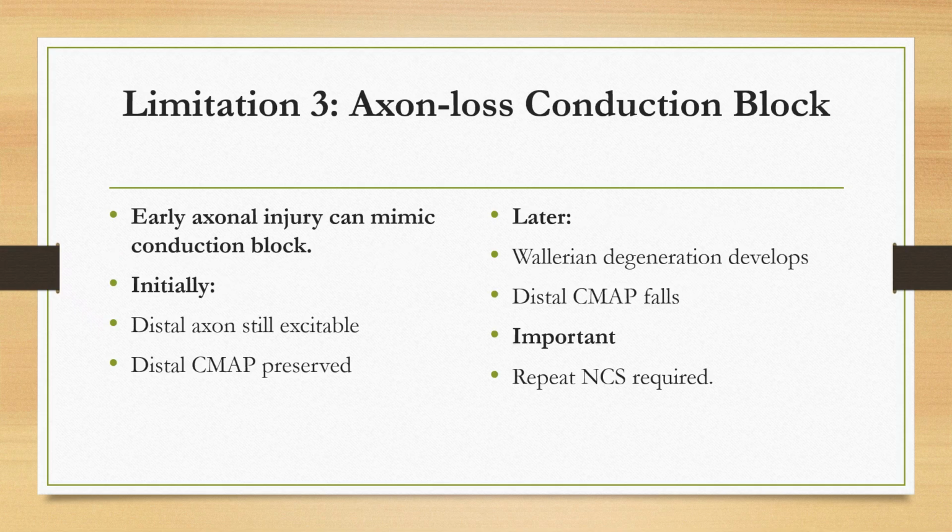Limitation 3, axonal loss conduction block. Early axonal injury can mimic conduction block. Initially, the distal axon is still excitable, so the distal CMAP is preserved. But later, Wallerian degeneration develops and the distal CMAP falls. So repeat NCS is very important.